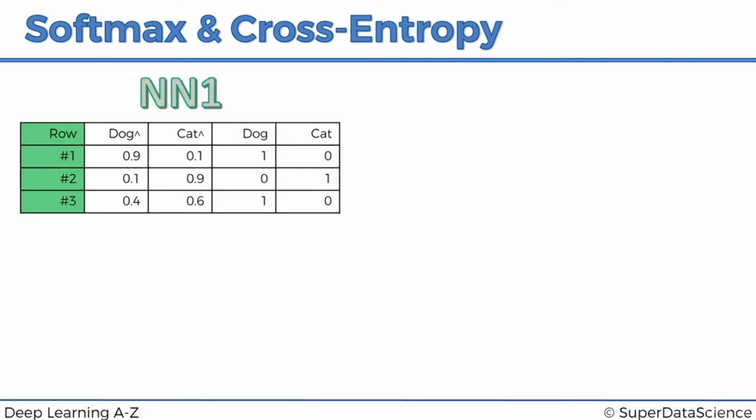So there's neural network 1. You have the row number, which is the image number. And then for image 1, you have what it predicted, 90% dog, 10% cat.